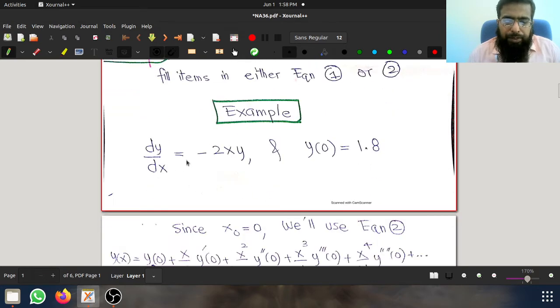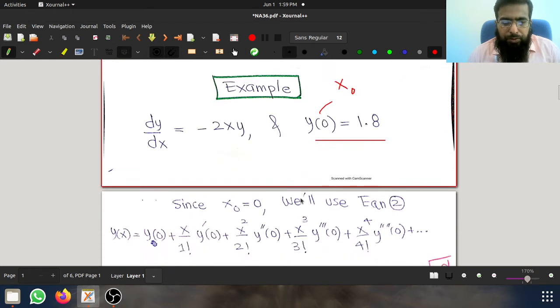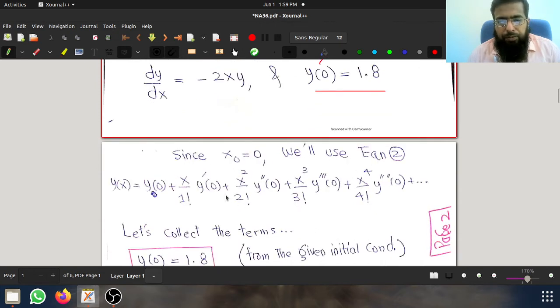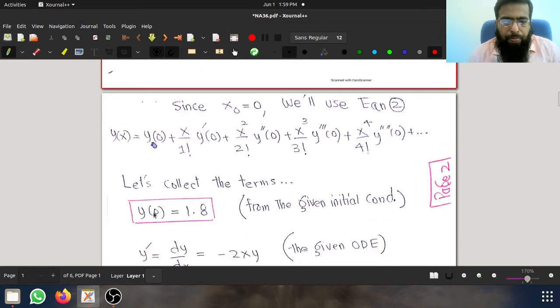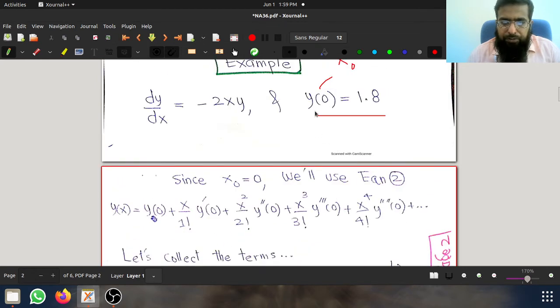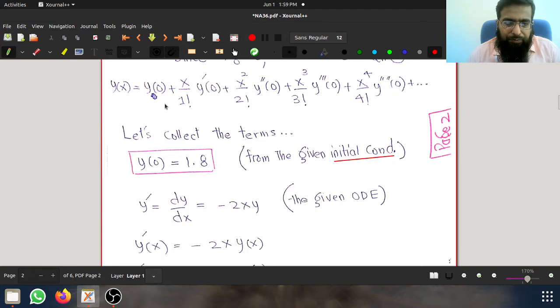So dy by dx is minus 2xy. It's an example given where the initial condition is given to be y of 0 is 1.8, so this is x naught. In this case, x naught is given to be 0, therefore we'll use equation number 2. So in order to put items in this equation, different terms, y of 0, y prime of 0, y double prime of 0, and so on, y of 0 is readily available to us because it is the initial condition given in the question. Y of 0 is 1.8. So we readily have the first value available right from the initial condition.